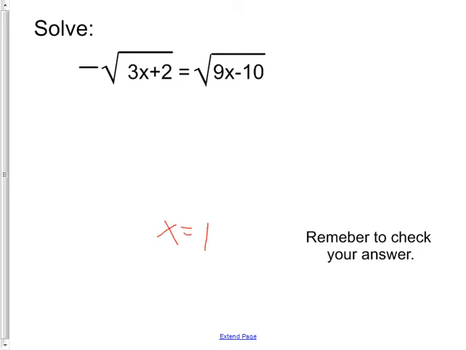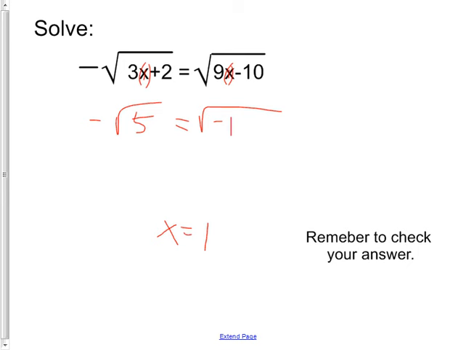I would put it into the equation. If you put in a 1 right there and a 1 right there, watch what's going to happen. This side, everything's fine. 3 times 1 is 3 plus 2 is 5. Square root of 5, negative square root of 5. Over on this side, if I put in a 1, I have square root of 9 minus 10, which is negative 1. That's an imaginary answer. You're telling me you'll give me an imaginary answer? Yeah. He's not very happy right now.